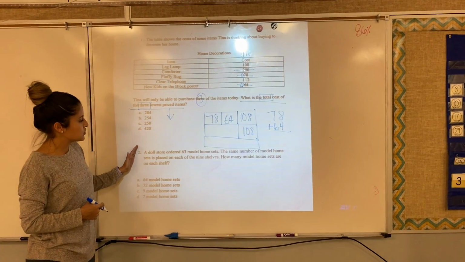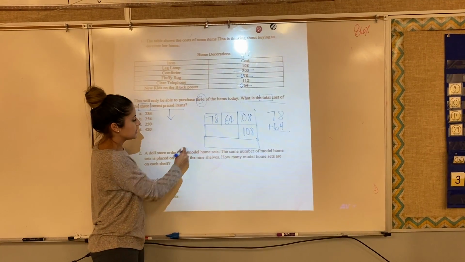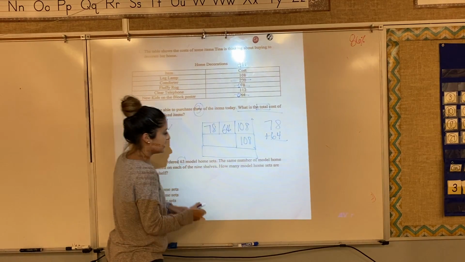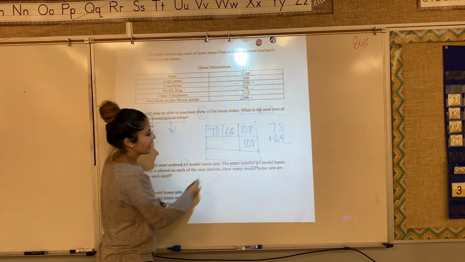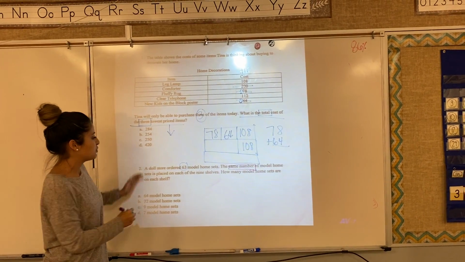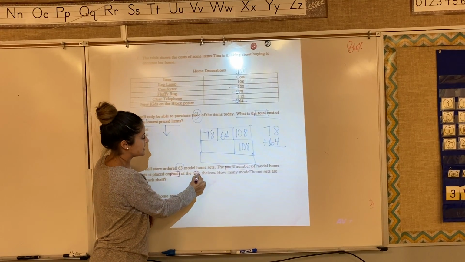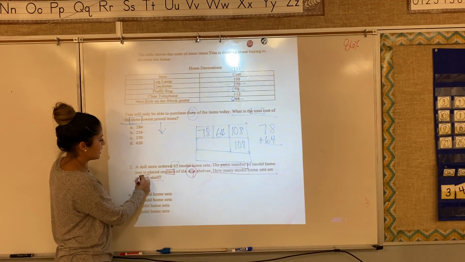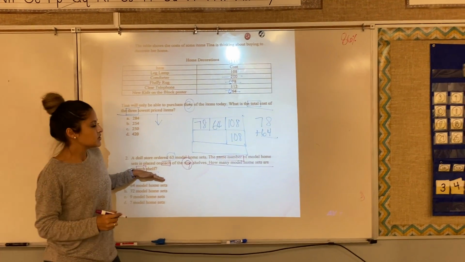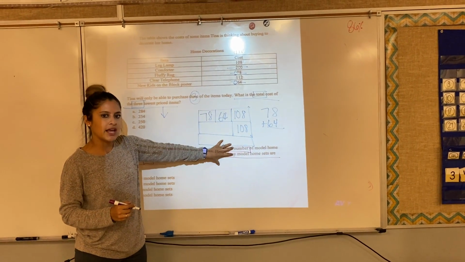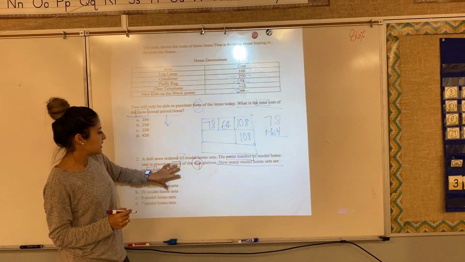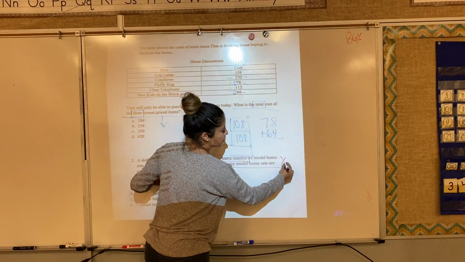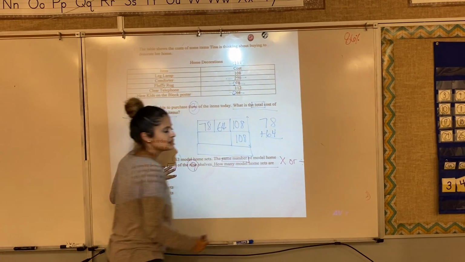Number 2, a doll store ordered 63 model home sets. The same number of model home sets is placed on each of the 9 shelves. How many model home sets are on each shelf? So we recognize that we're talking about the same number of things on each of the shelves. We know that with a keyword of each, we are either going to multiply or divide. "Same number" is a key word we need to recognize.